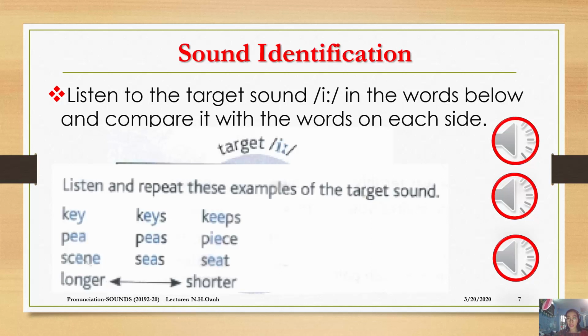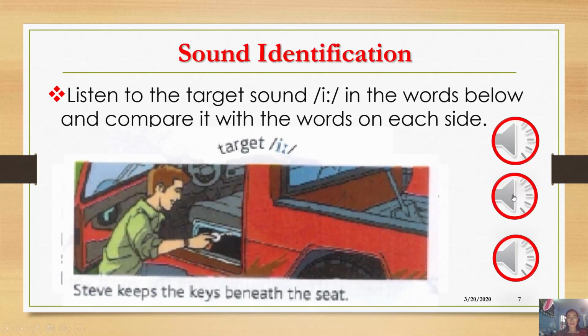Okay, now listen and repeat. Key, keys, keeps. Pea, peas, peace. Seen, sees, seat.